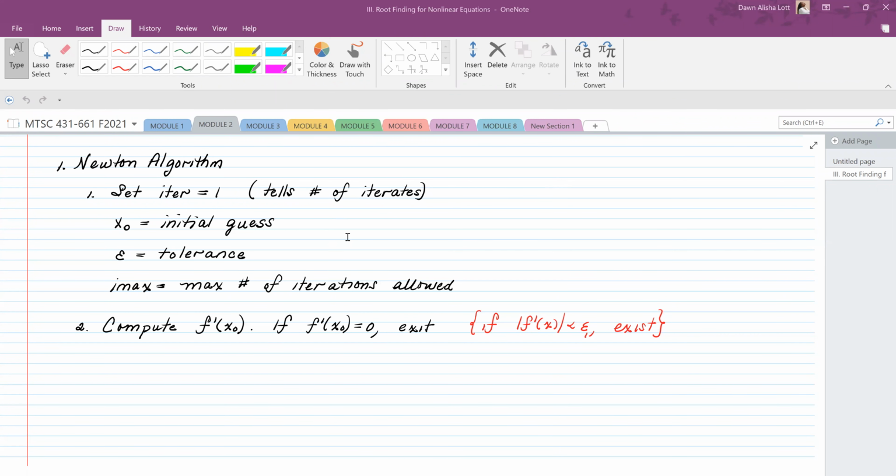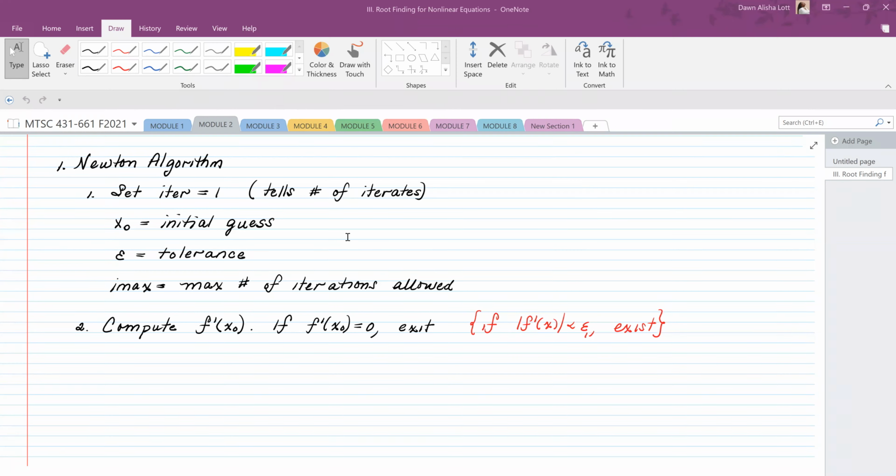And the Newton algorithm implements Newton's method in order to find the root of an equation. So we start off with the iterate being 1. The reason why we want to limit the number of iterations is that if it's not going to converge, we need to at least say, if you haven't converged by 100 iterations, then you need to print out something that says it didn't converge. Okay.